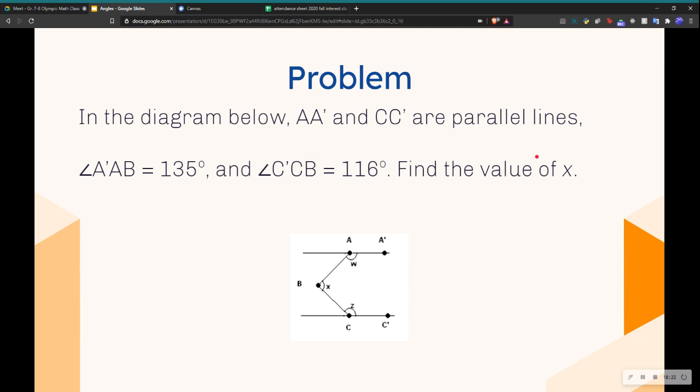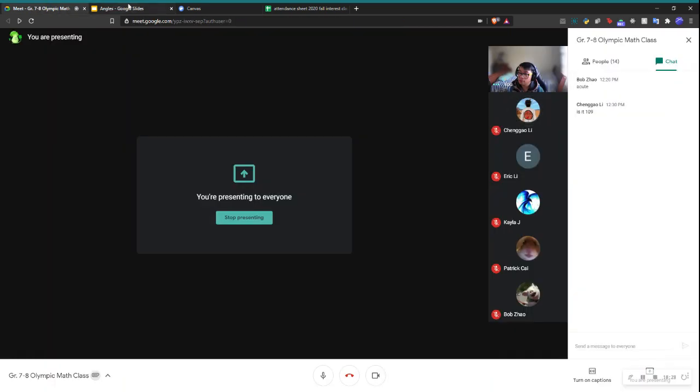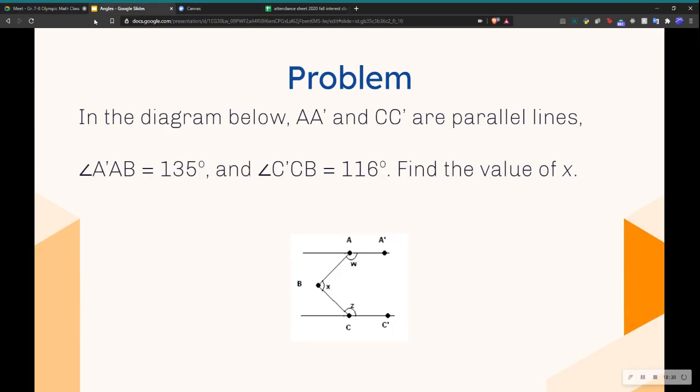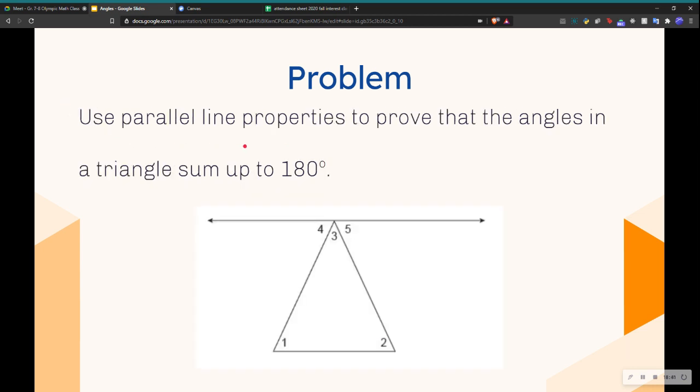Any questions? All right, there are no questions. Let's move on. Okay, what's next? Oh, there's another problem. Okay, here you go. Use parallel line properties to prove that the angles in a triangle add up to 180 degrees, and use this diagram right here. I'll let you guys think about it for a sec before I cover the proof.